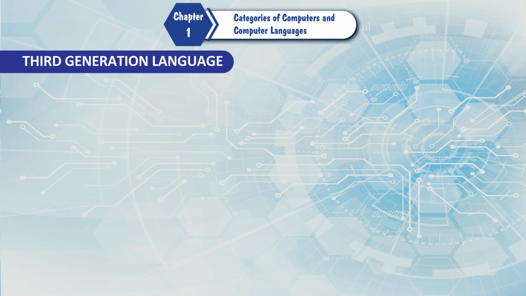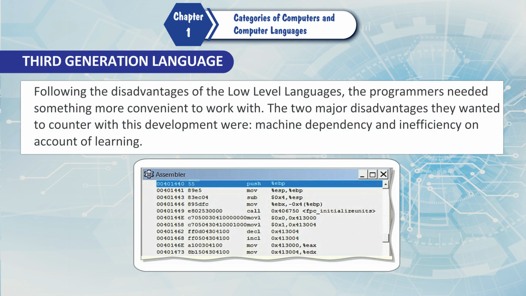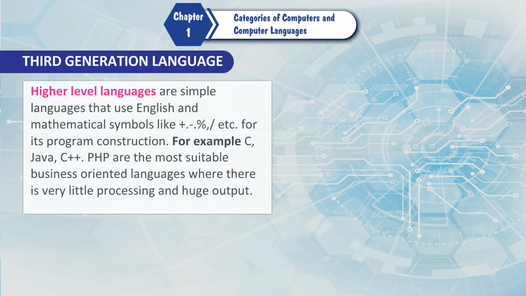Third generation language. Following the disadvantages of the low-level language, the programmers needed something more convenient to work with. The two major disadvantages they wanted to counter with this development were machine dependency and inefficiency on account of learning.